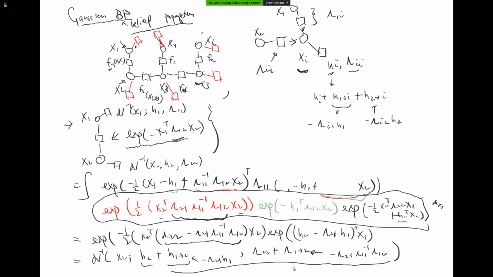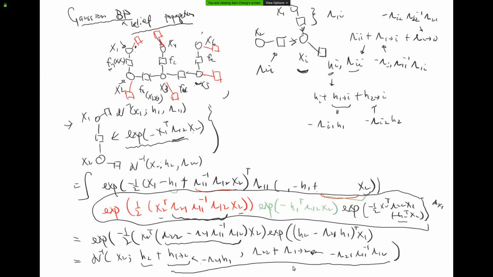And for lambda, the updated lambda will be lambda ii plus lambda 1 to i plus lambda 2 to i. Lambda 1 to i will be just minus lambda i1, lambda 1 inverse, lambda 1i, and lambda 2 to i will be minus lambda i2, lambda 2 inverse, lambda 2i.